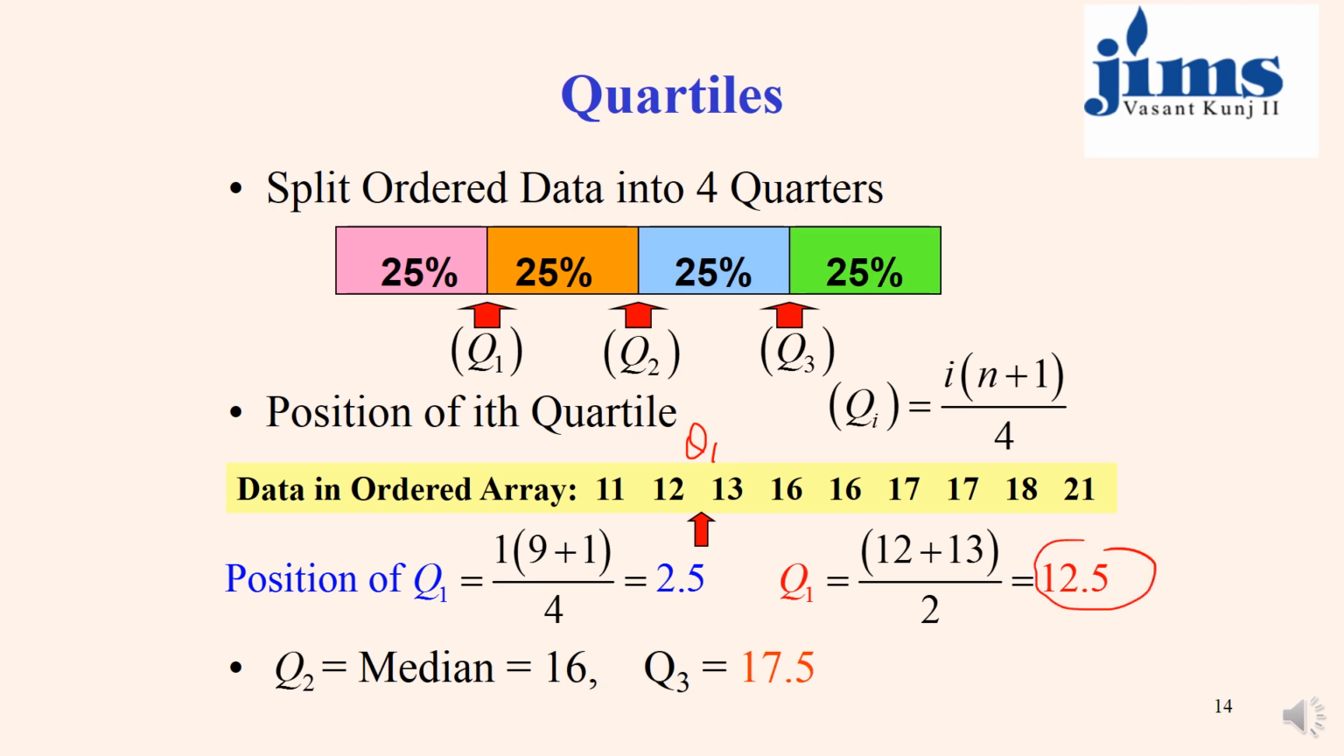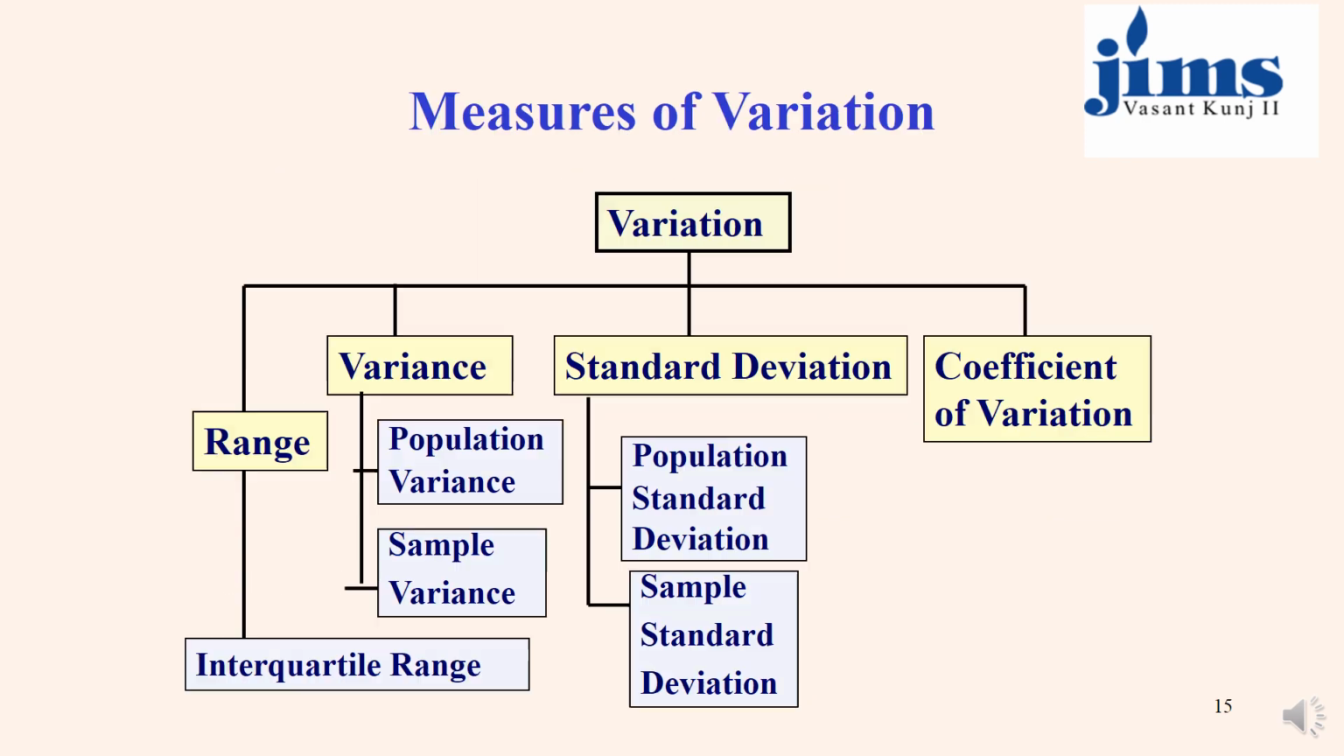If you want to find the third quartile, it is 3(n plus 1) by 4, which is equal to the average of 17 and 18, that is equal to 17.5. And the median is (n plus 1) by 2. How many numbers are there? 9 plus 1 divided by 2 is the fifth, meaning first, second, third, fourth, fifth, this would be the median. I hope it is clear to you. Range.